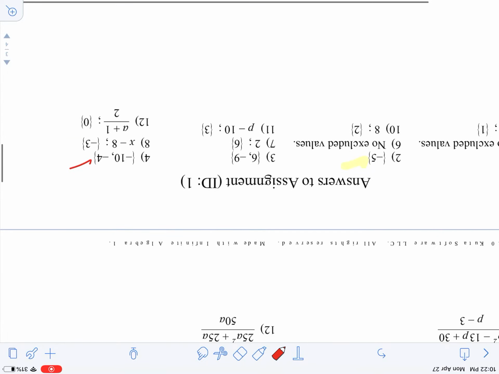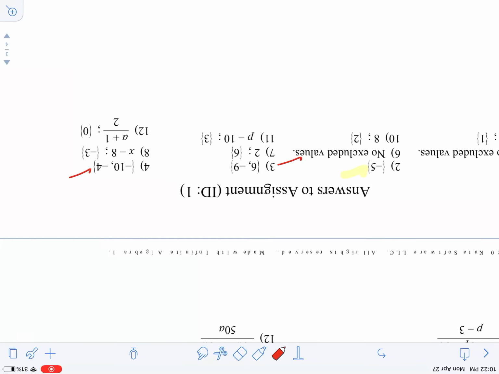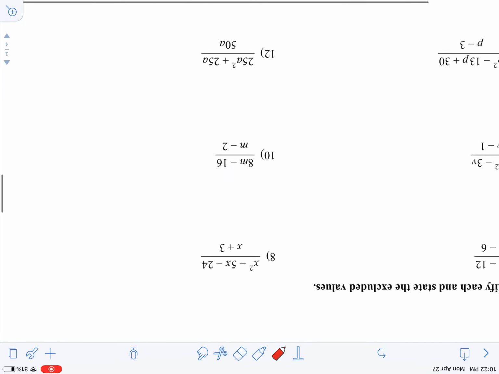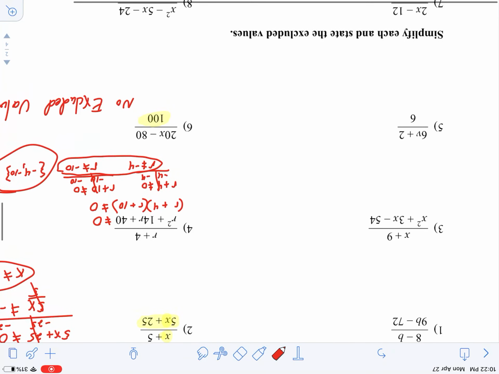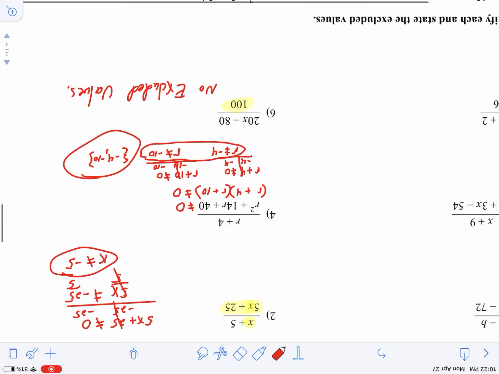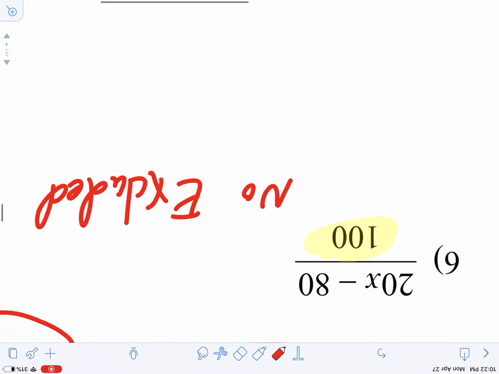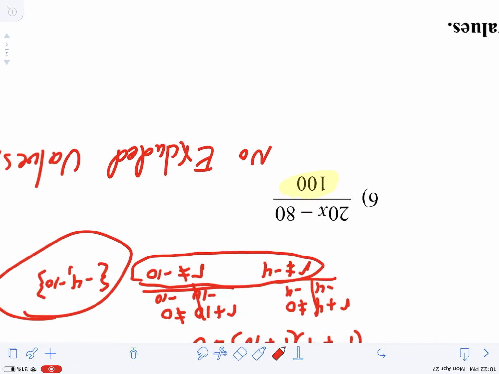And check number 6, and that's exactly what it says. I didn't like that highlighted check mark, so I had to fix it. Okay, so for 1, 3, and 5, you set the denominator equal to 0. I'm sorry, set it not equal to 0 and solve it, and that's your excluded value, unless you really can't set it not equal to 0 because there's no variable in it anyway.